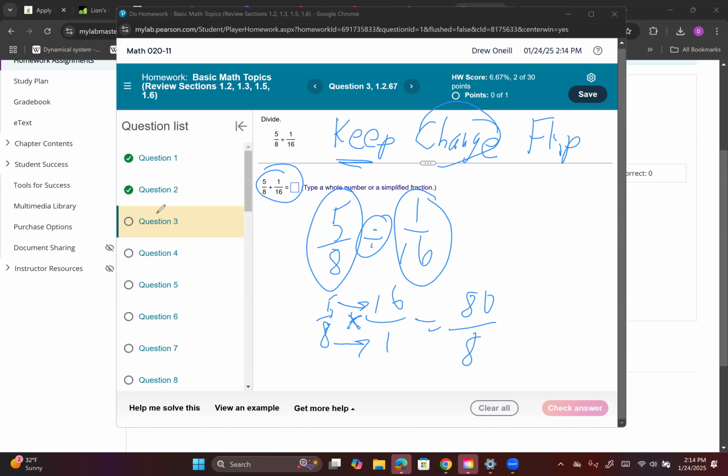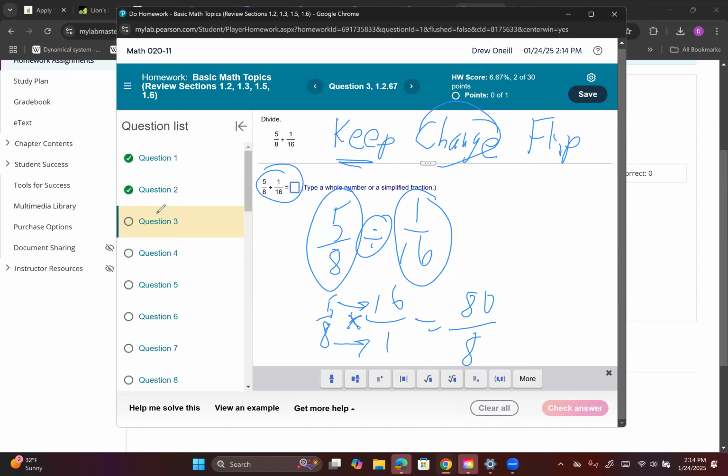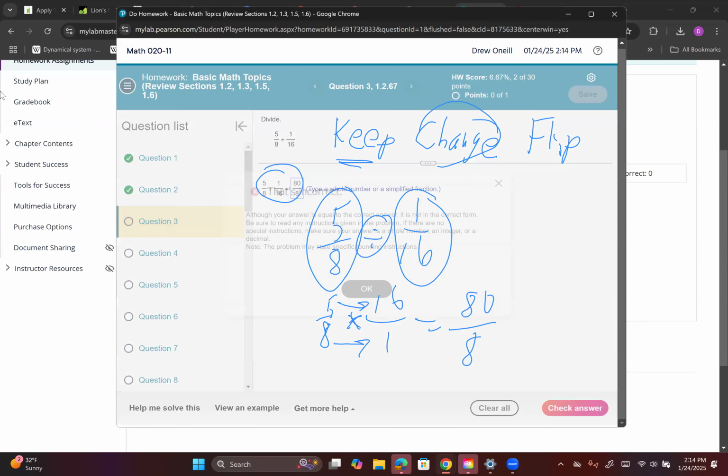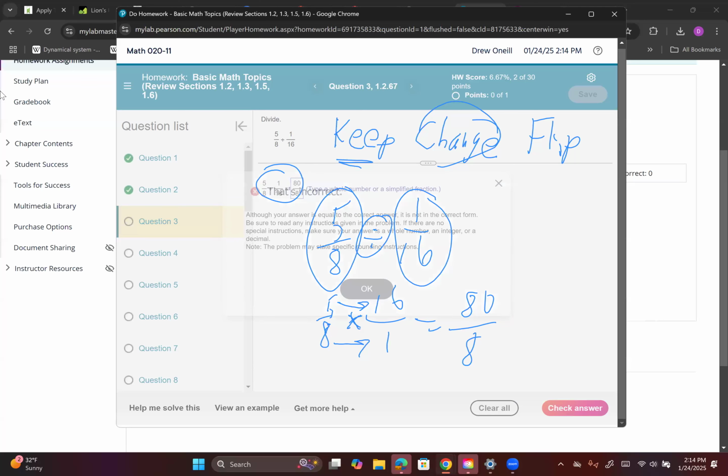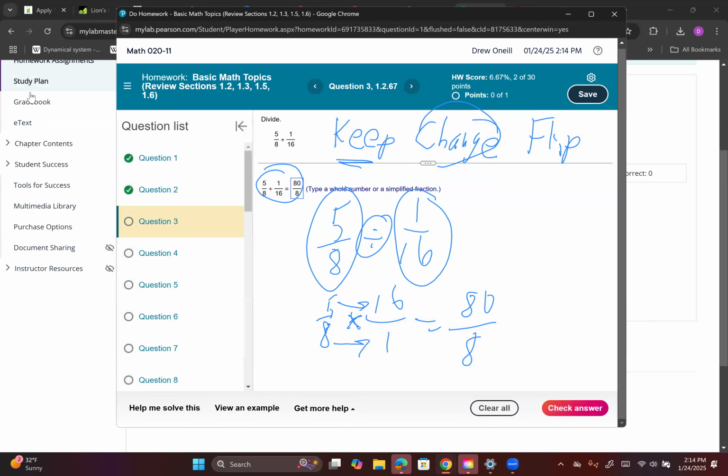Now, again, I just want to point this out because you'll save yourself some frustration with these problems. You should see already what's going to happen. If I put 80/8, I did the right math. It is a fraction. It's going to tell me I'm wrong, although your answer is equal to the correct answer. Okay, that means we're on the right track. But 80/8 could be simplified.